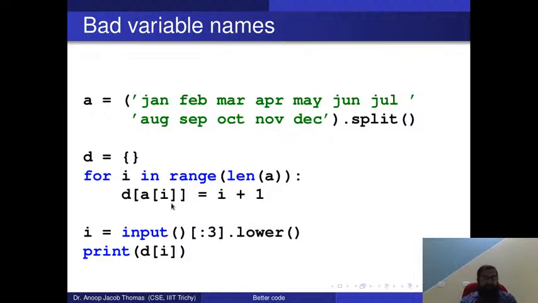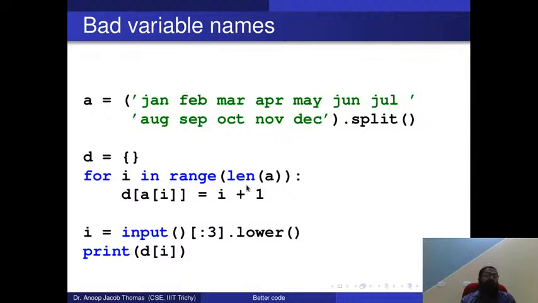D of a of I is equal to I plus 1. Okay. So I know what is a of I. A of I will be a of 0 will be Jan, and a of 1 will be Feb, so on. Okay. And then d of Jan will be 1. Okay. And I is equal to input, take the first three characters, dot lower, okay, print d of I.